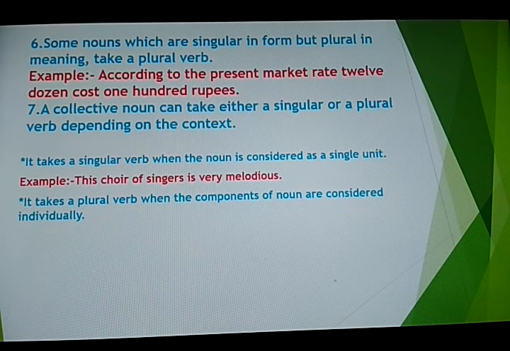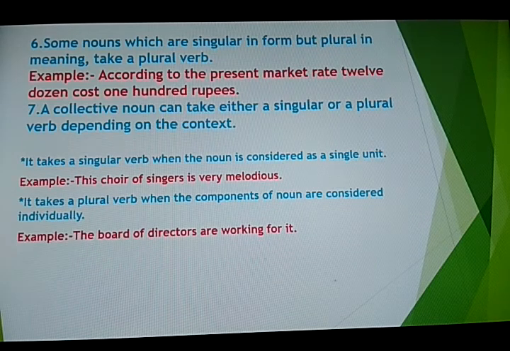Now next, it takes a plural verb when the components of the noun are considered individually. The board of directors are working for it. You can see the plural verb are, when the components of the noun are considered individually. Here the board of directors is taken as individuals. Since directors is plural, we are taking a plural verb, because the components of the noun are considered individually.